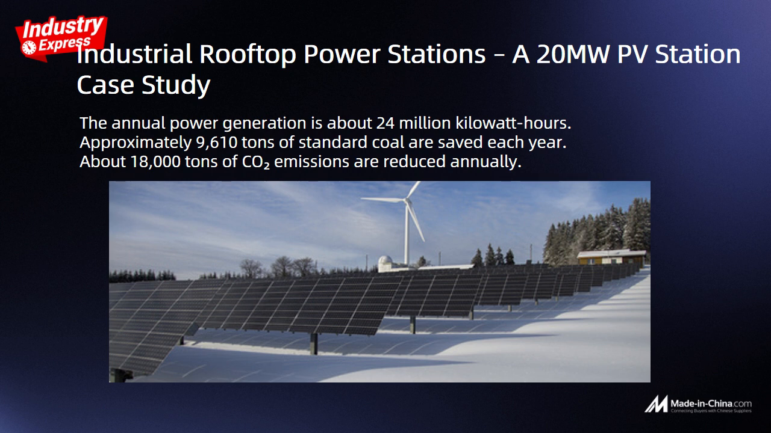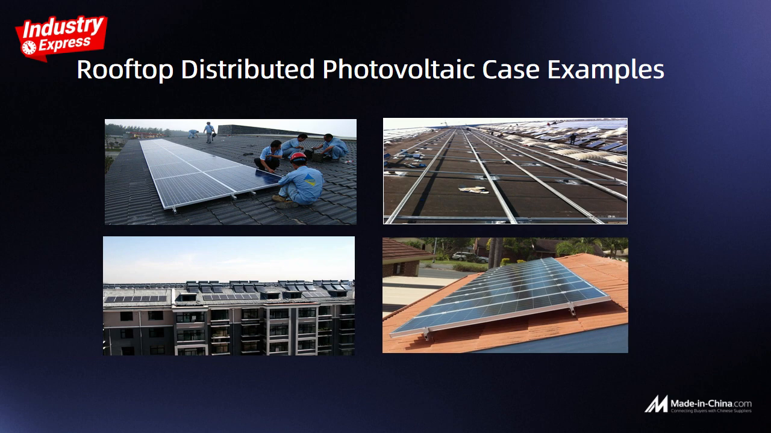Approximately 9,610 tons of standard coal are saved each year. About 18,000 tons of carbon dioxide emissions are reduced annually. Rooftop distributed photovoltaic case examples.